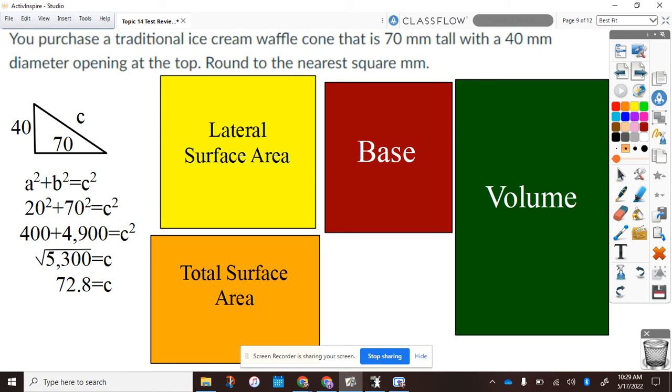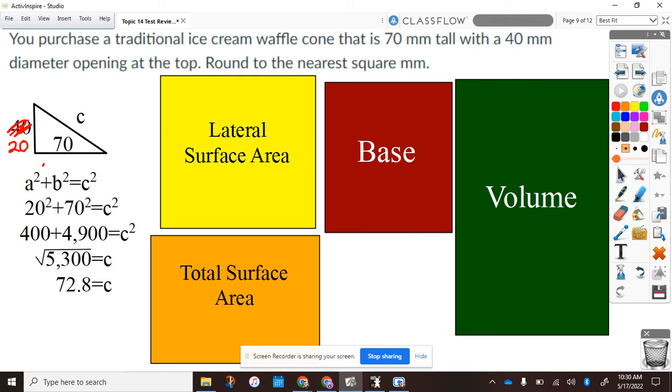You purchase an ice cream waffle cone, 70 millimeters tall, 40 millimeter opening at the top. On your canvas, it might say that it's 72.8 for the slant height. This over here on the left side, once again, that's how we found it. We said that it was 70 millimeters tall, 40 millimeters across. That means the radius is 20. We've got a misprint here on the slideshow. That's not 40, that's 20. So we find the slant height, and our slant height is 72.8.